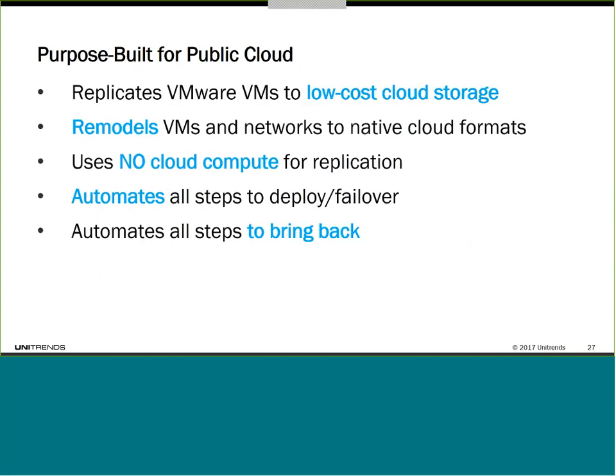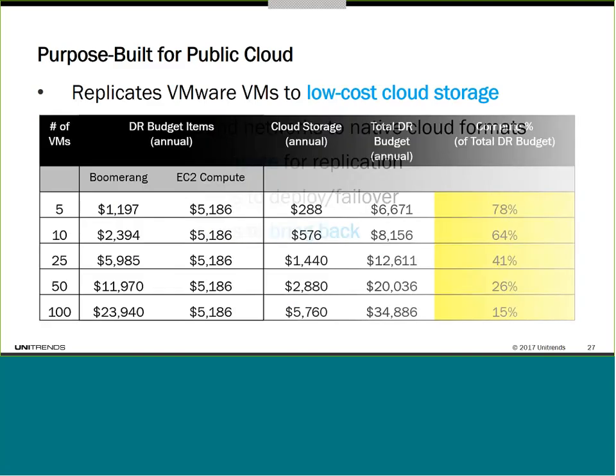Microsoft Azure. And it's purpose-built for that public cloud, right? We just talked about it. It replicates to low-cost cloud storage. It remodels the VMs so that they can run natively up there. It uses no cloud compute for replication. I think that's the critical thing. We talked about that earlier, that you want to make sure you don't use unnecessary compute. The Boomerang product uses no cloud compute for replication, then it automates all the steps to deploy and failover, and it automates all the steps to bring it back.